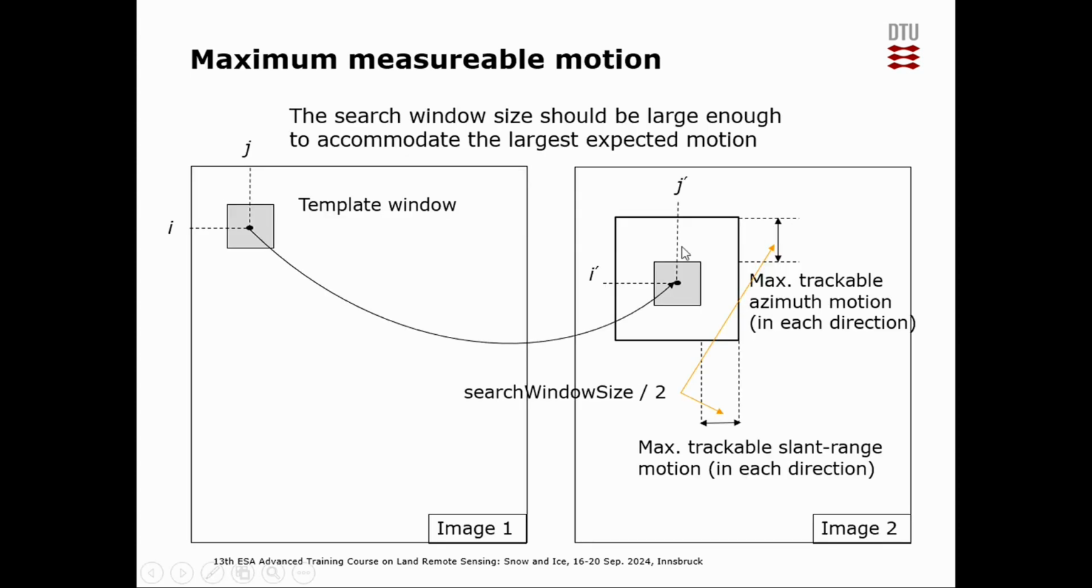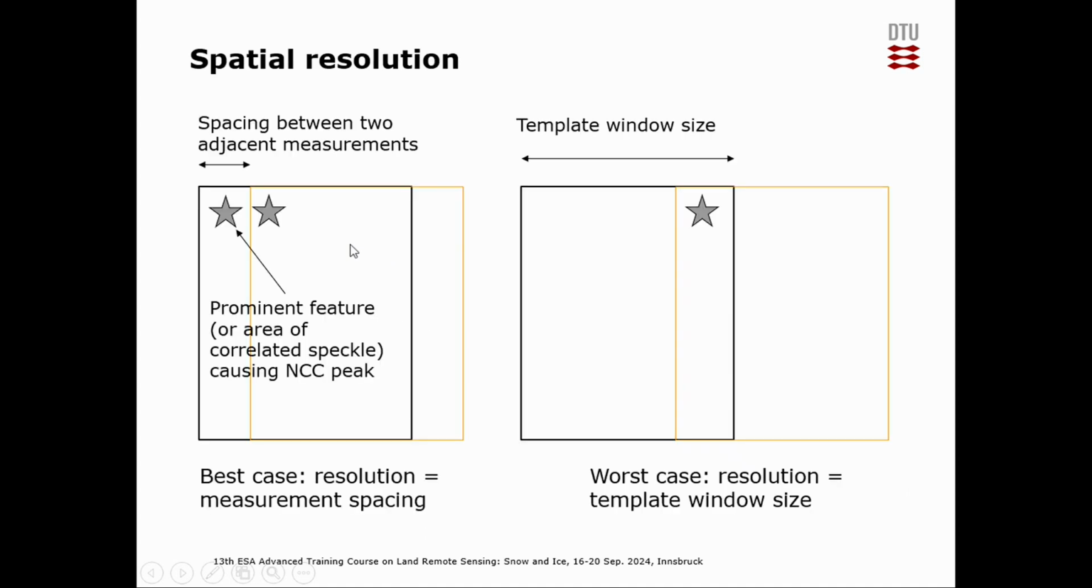We should also dimension the template window and the search window properly, because the template window must be large enough for what? What do you think? If I have too small a template window, what problem might I run into? Lose the feature. The template must be big enough to include enough features, for example, or enough speckle. What about the search window? What will that depend on? For the patch of data, where must I look for it? If I have some idea of how fast this glacier can move, it cannot move infinitely fast, so I look only within a certain area. So the search window must be dimensioned according to that, and the template window according to the features.